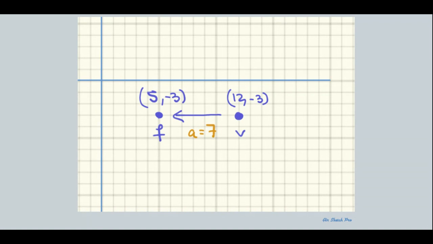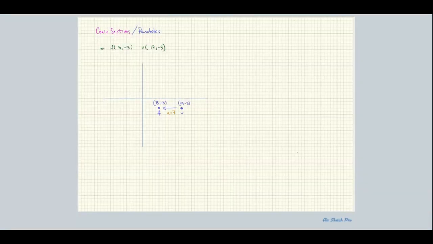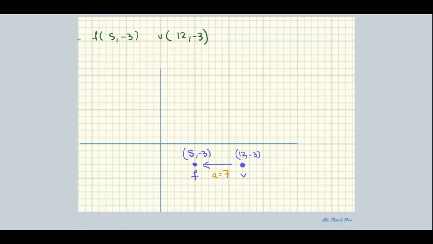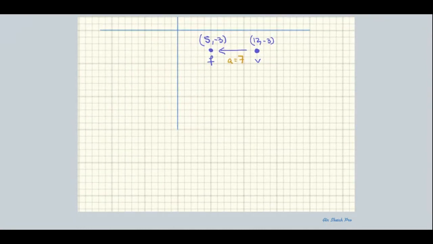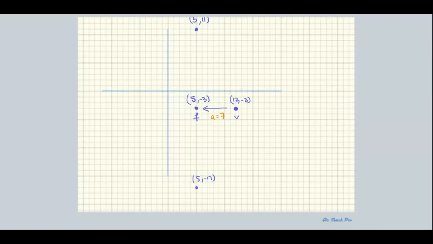And what I'm going to do is I'm going to go up 14 and down 14 from the focal point to get the 2 points on the latus rectum and use those to sketch. 2A, 2A up, 2A down. So up 14 from -3 is 11, yeah? And down 14 from -3 should be -17. And those are the 2 points in the latus rectum.